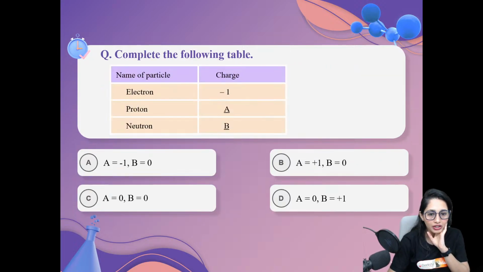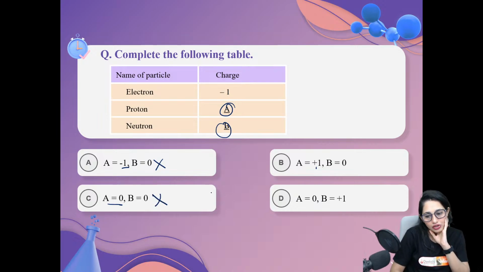Next, complete the following table. Electron, proton and neutron. What will be the answer? What is A and what is B? Let's see. So, A is -1. Wrong. A is +1. Yeah, this might be right. What about this one? A is 0. Proton has a charge. This is also wrong. So, option B is the right answer. A is equal to +1. B is equal to 0.